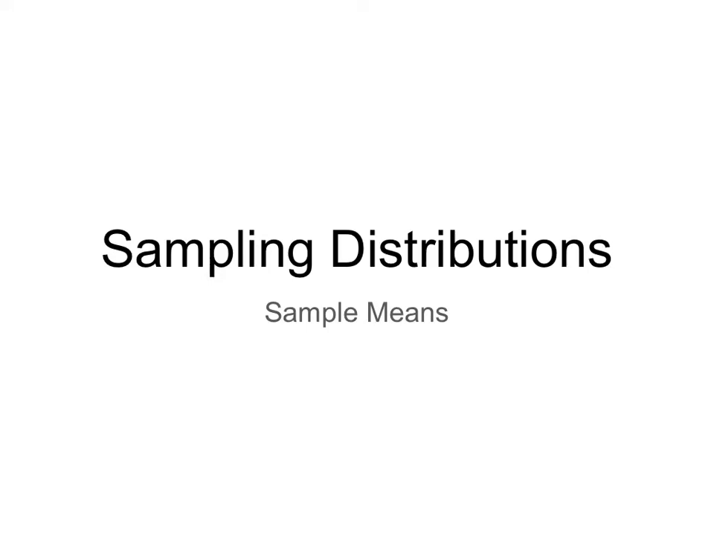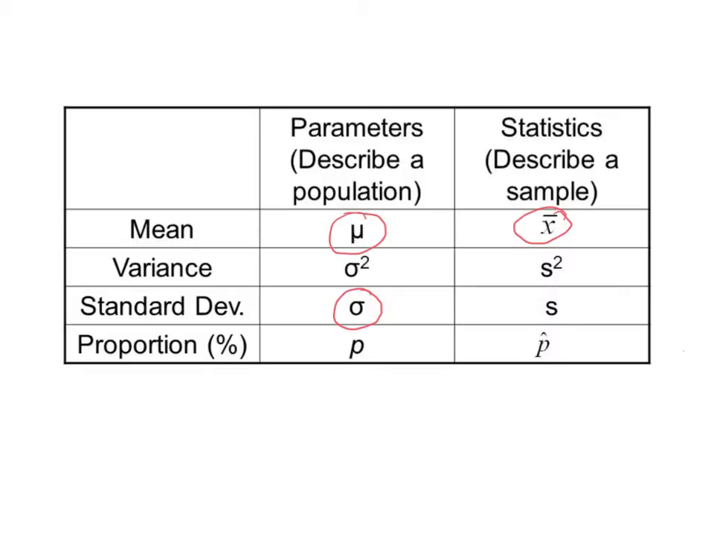Sampling distributions. And today we're going to focus on the sampling distribution of sample means. Today the parameter we're looking at is mu, which is the population mean. And the statistic we're going to use to estimate that is x bar, the sample mean. And then we'll also be using the standard deviation. Okay. So remember, mu is the parameter, and x bar is the statistic.